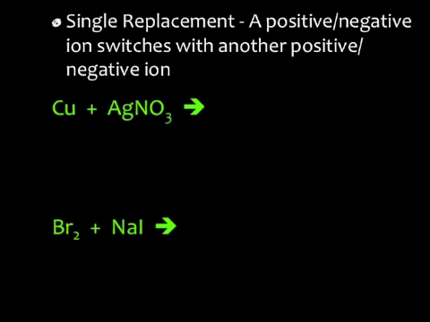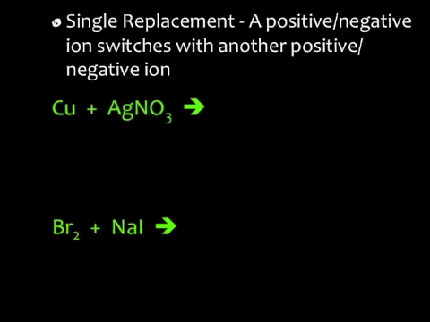Okay, single replacement is when you have a positive or negative ion switching with another positive or negative ion. Okay, so here we're going to have an element by itself and a compound, and then that element is going to change places with the element most like it in the compound. So if the element usually has a positive charge, it's going to take the place of the positive ion in the compound. If that element usually has a negative charge, it's going to take the place of the negative ion in the compound.